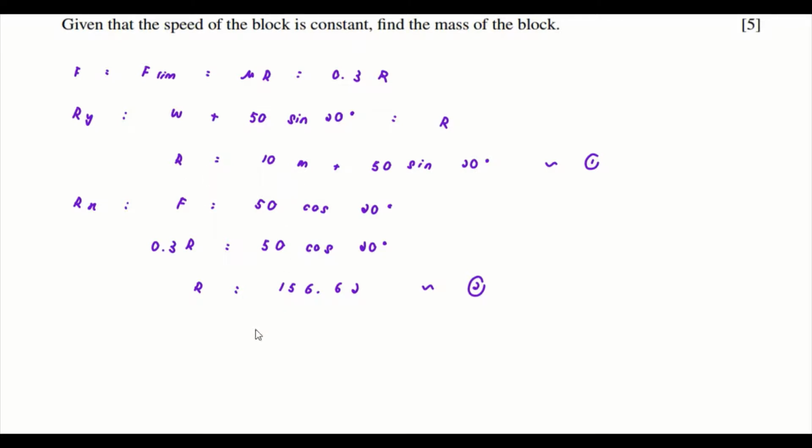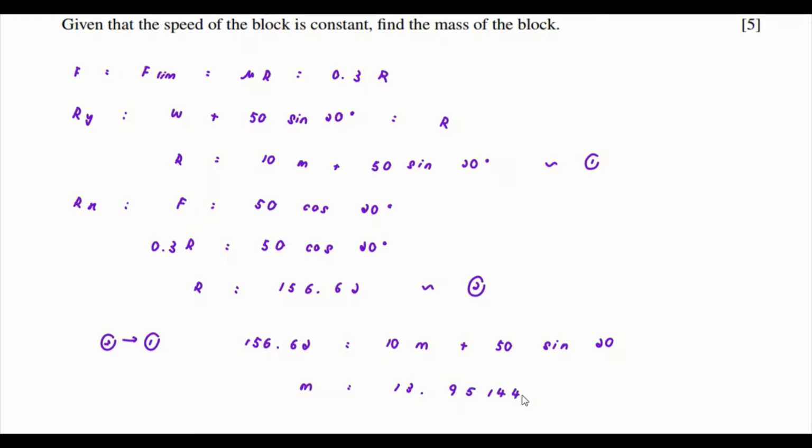Okay, so that's the idea. So then after that, we can try to substitute, then go back to our first equation to get our answer. So 156, remember to keep your value in your calculator, 10m plus 50 sine 20. After you get this, then we can try to solve 1 minus 50 sine 20, then divide by 10.